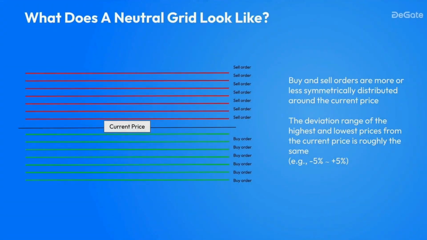Let's see what a neutral grid looks like. In a neutral grid strategy, buy and sell orders are symmetrically distributed above and below the current price. The deviation of the highest and lowest ranges from the current price is roughly the same. For example, the lowest range is 5% below the current price, and the highest range is 5% above the current price. Of course, the deviation doesn't need to be exactly equal and can be flexibly adjusted according to market conditions.